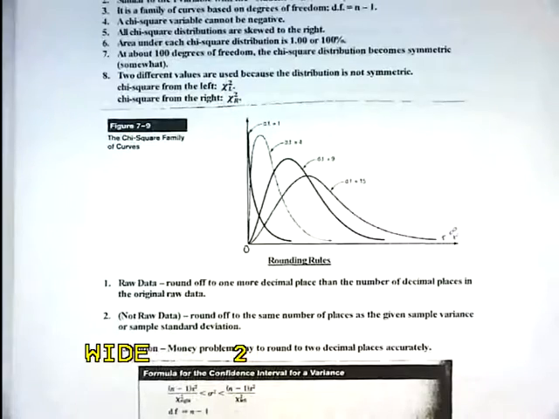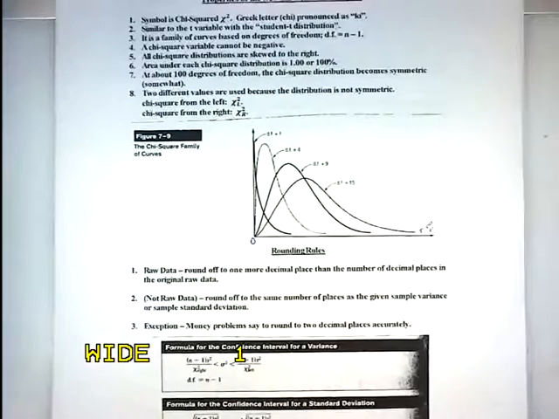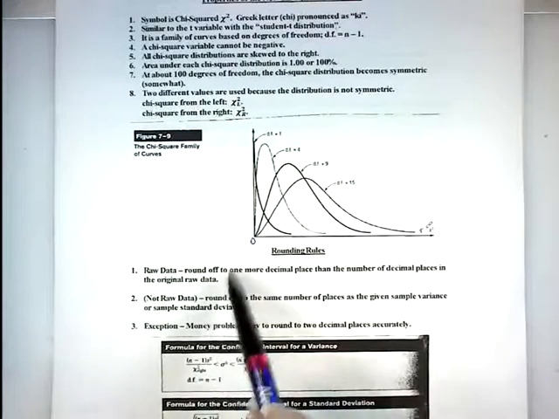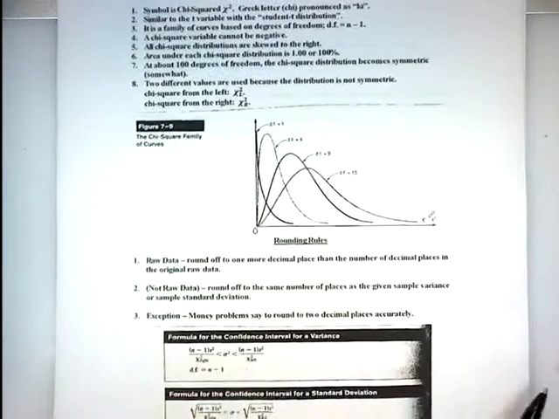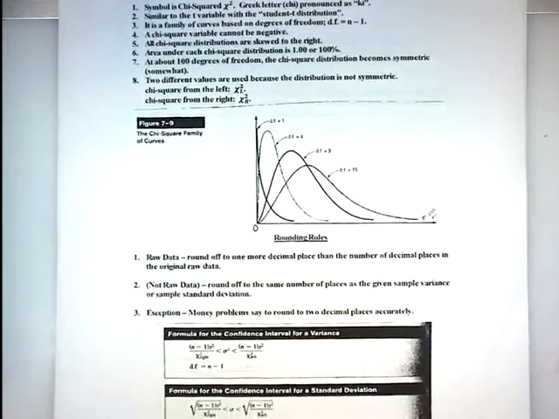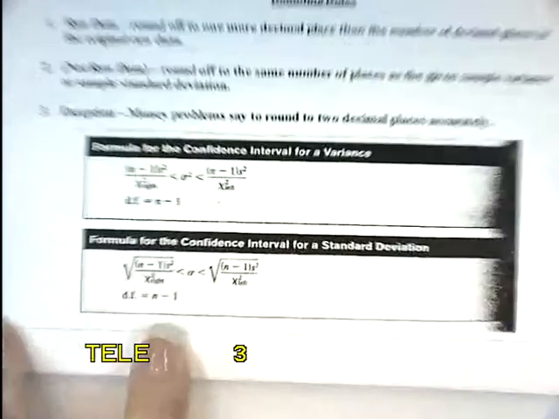Again, here are the rounding rules, and I've typed those on the rounding rule sheet, so I will not have to read those again, but those are the rounding rules. And here are the formulas.